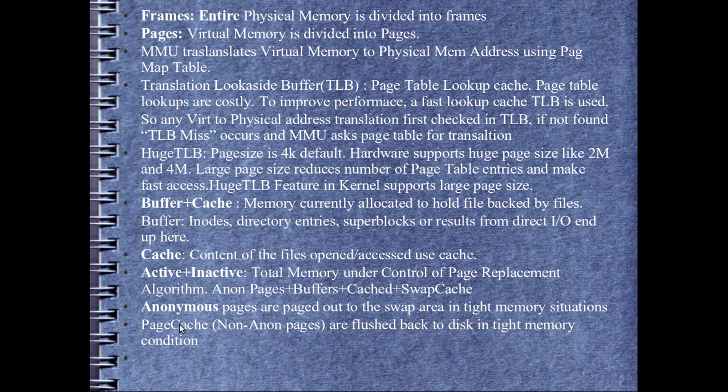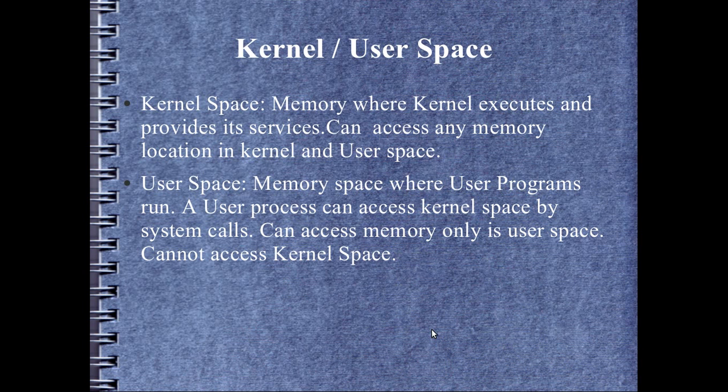Anonymous pages are paged out to the swap area in tight memory situations. So what happens if you are talking about anonymous pages? They don't have a disk at the back end, so they need to be swapped out to the swap. Page cache consists of non-anonymous pages, which are flushed back to the disk in tight memory conditions.